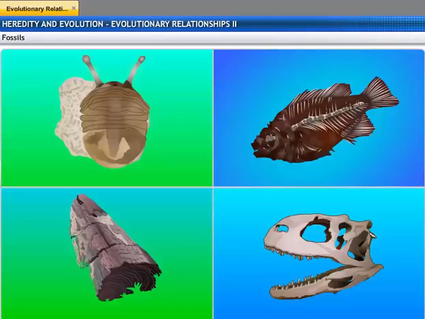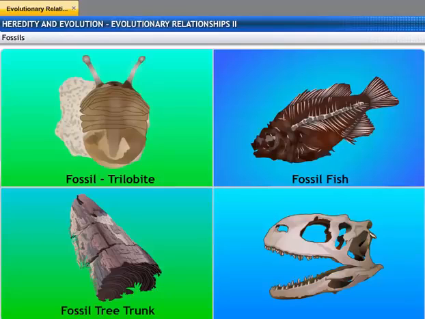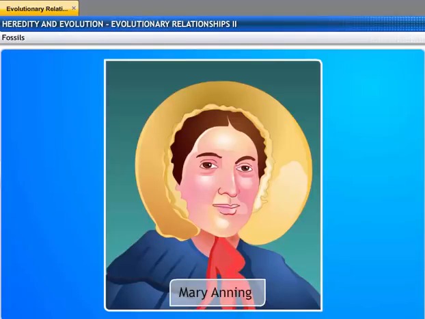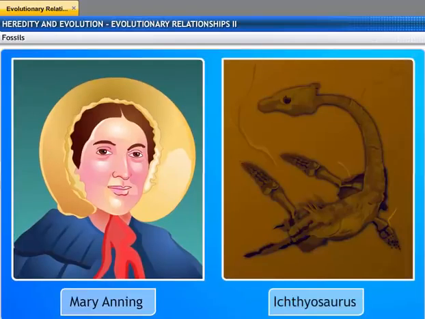Let's take a look at various fossils. Fossil trilobite, an invertebrate animal. Fossil fish. Fossil tree trunk. The dinosaur skull. This fossil was found only a few years ago in the Narmada Valley. Mary Anning found the specimen of ichthyosaurus and was the first fossilist.